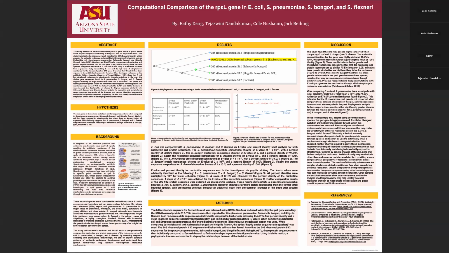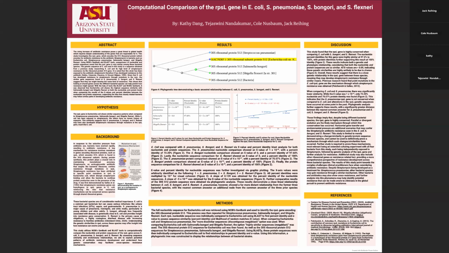abstract. Antibiotic resistance is a growing global health concern, and understanding the genes involved is crucial. This study focuses on the rpsL gene, which encodes the S12 ribosomal protein associated with streptomycin resistance in bacteria such as E. coli, Streptococcus pneumoniae, Salmonella bongori, and Shigella flexneri. Using NCBI's GenBank and BLAST tools, sequence comparisons revealed high similarity in rpsL genes across the species. The E. coli strain analyzed was previously shown in studies to develop streptomycin resistance due to mutations in the rpsL, and similar sequences in the other bacteria suggest they could develop comparable resistance.